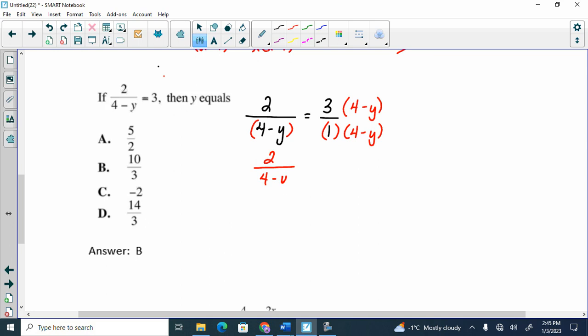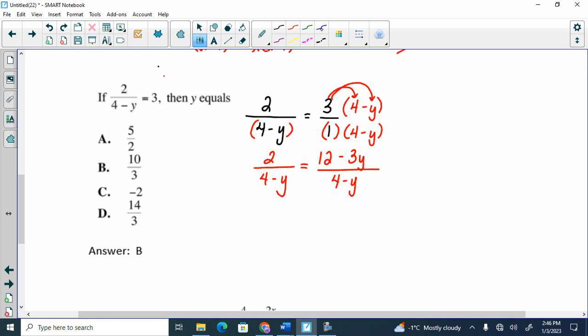Now, some people are putting left-handed equal signs running down here. Solving is the only place where you don't put that left-handed equal sign. I'm glad you're putting left-handed equal signs because that means you're listening. But solving is the only place where we don't need that. So we have an equal sign running down the middle because that's where it exists. So we get 3 times 4, which is 12. And then 3 times negative y, which is minus 3y, all over 4 minus y.